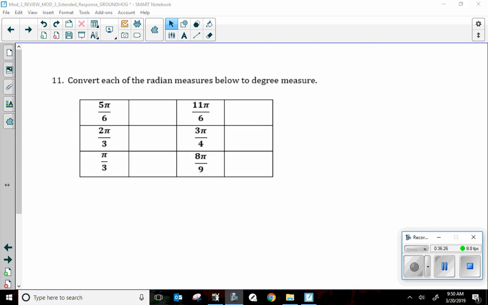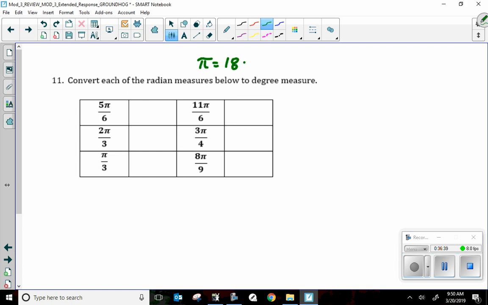We will do this last one, and we will stop here. And then I'll make another video for the remainder of this review sheet. If I'm turning radians into degrees, just make pi equal to 180 and simplify. Meaning, 5 times pi, well, let's make pi 180, over 6 and simplify. 6 goes into 180 30 times. 5 times 30 is 150 degrees.